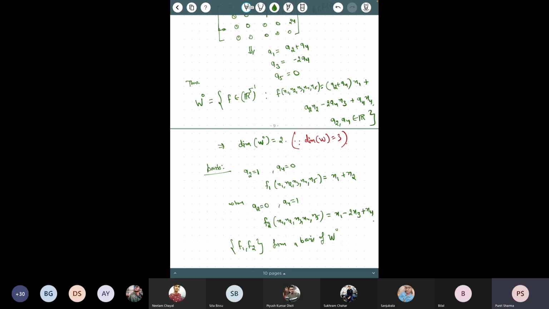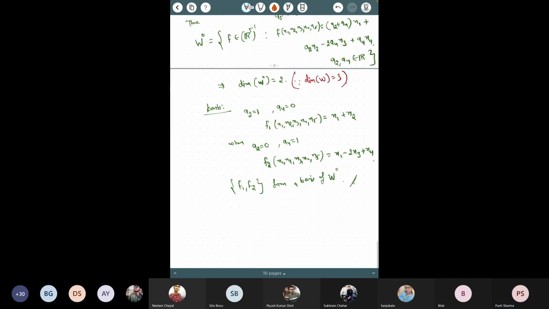of W naught. You can simply verify. This is very easy to verify because of the way we have chosen f1 and f2: a2 is 1 and a4 is 0 for the first functional, and for the second functional a2 is 0 and a4 is 1. You can verify this to convince yourself. All right, so this is how we can find a basis of an annihilator subspace.